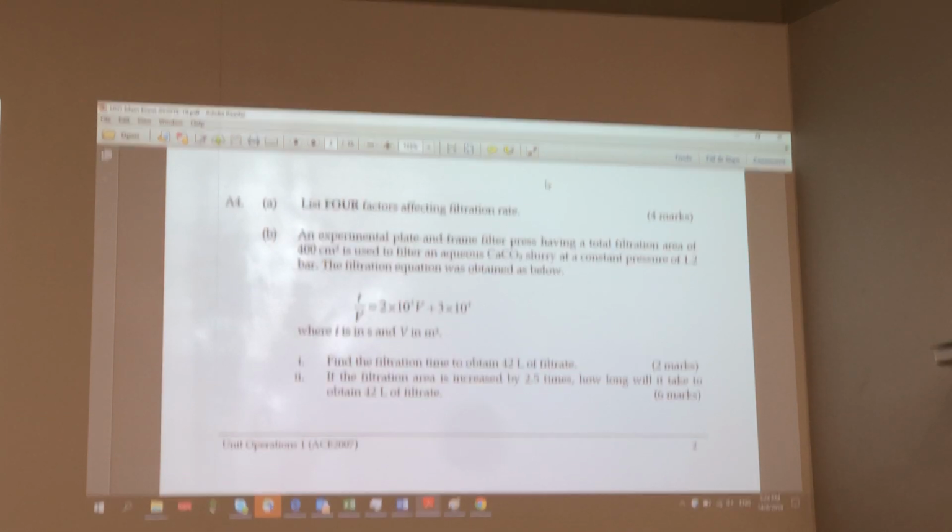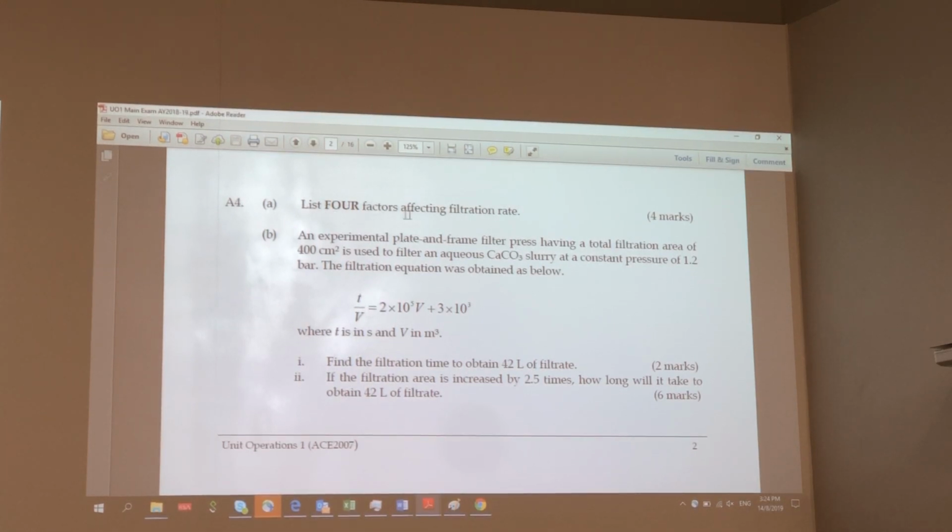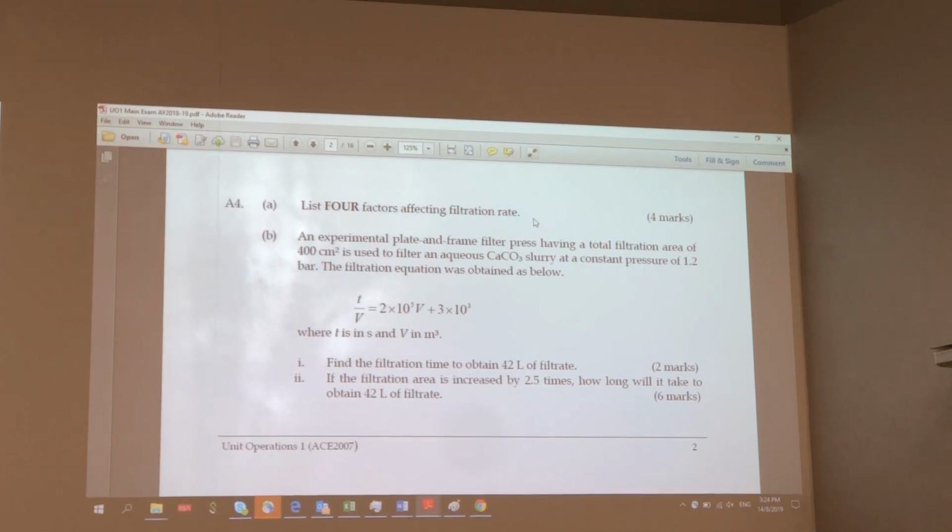Theoretical question. The main factors affecting filtration rate. Then you also learn how to select a proper filter medium, right? Whether it's filter paper or filter cloth, or what is the main function of filter aids. Okay, so these are the theoretical questions we may ask you. Then here, similar. This is a plate and frame filter press.